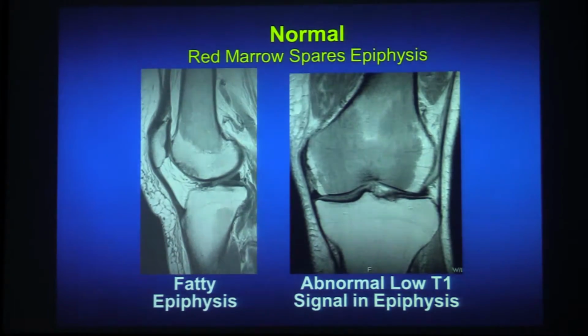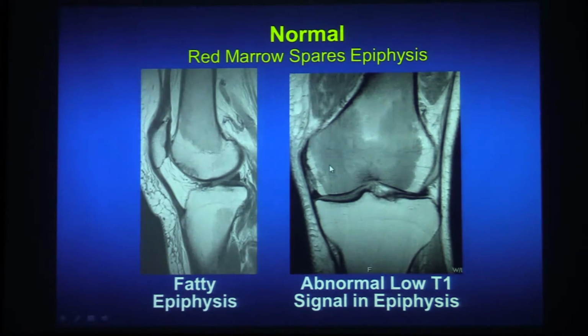Okay, so now we're still trying to decide when the marrow is normal or abnormal. And one of the things that you can look for is: is the epiphysis fatty? Red marrow in this case is in the diaphysis and the metaphysis, but normal red marrow spares the epiphysis. And just so it's not confusing, the changes that you see here are just some subchondral cysts and edema related to arthritis. But really we've got fat in the epiphysis.